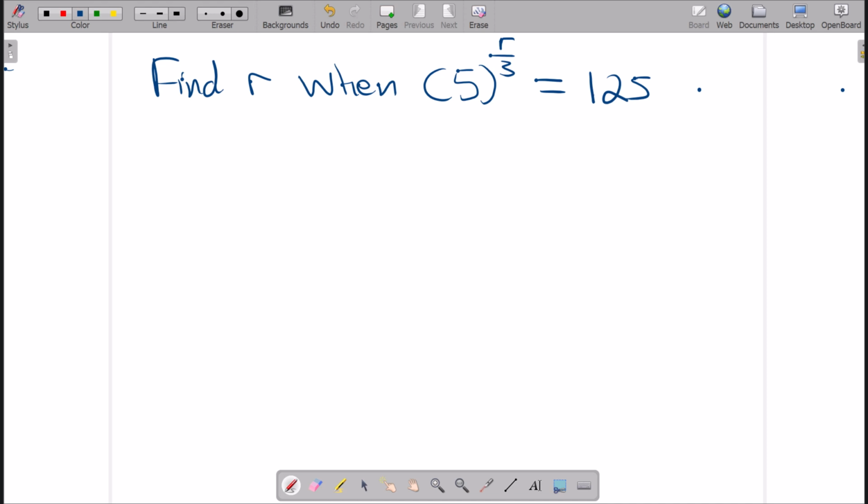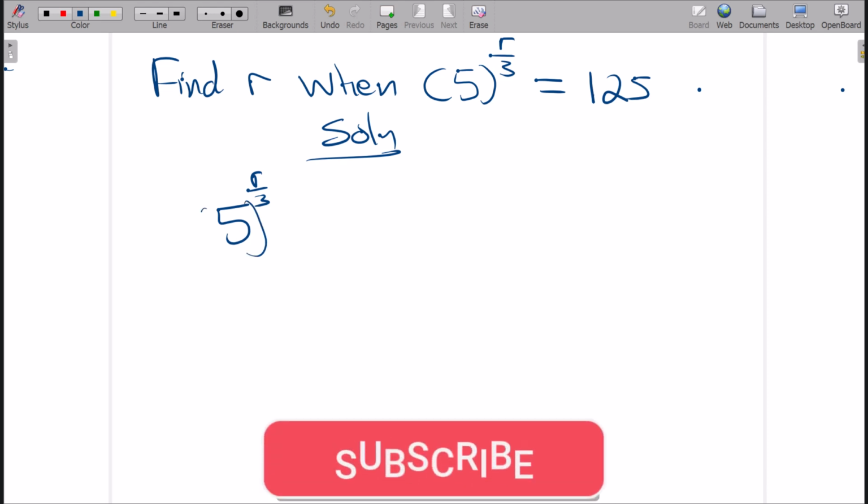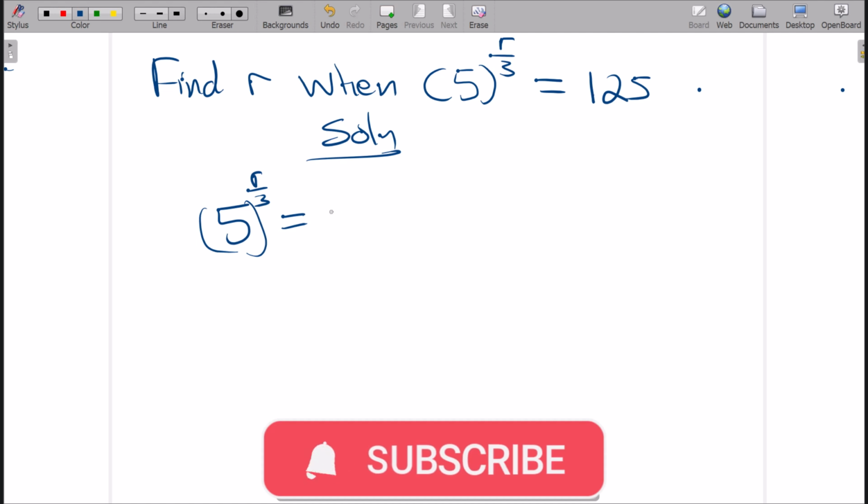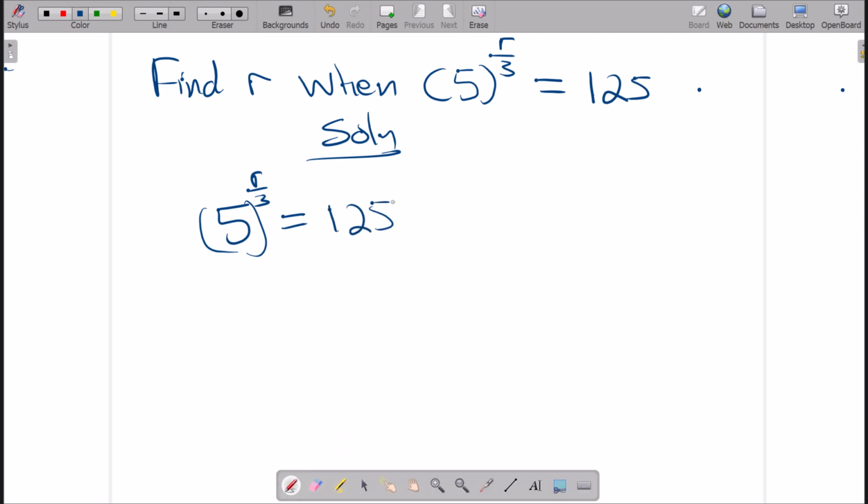In this video, we are going to find the value of r. So here is the solution when you are facing a question like this. 5 power r over 3 with a bracket is equals to 125. So the first thing is to make sure that you turn this 125 into exponent. And 125 is equals to 5 power 3.